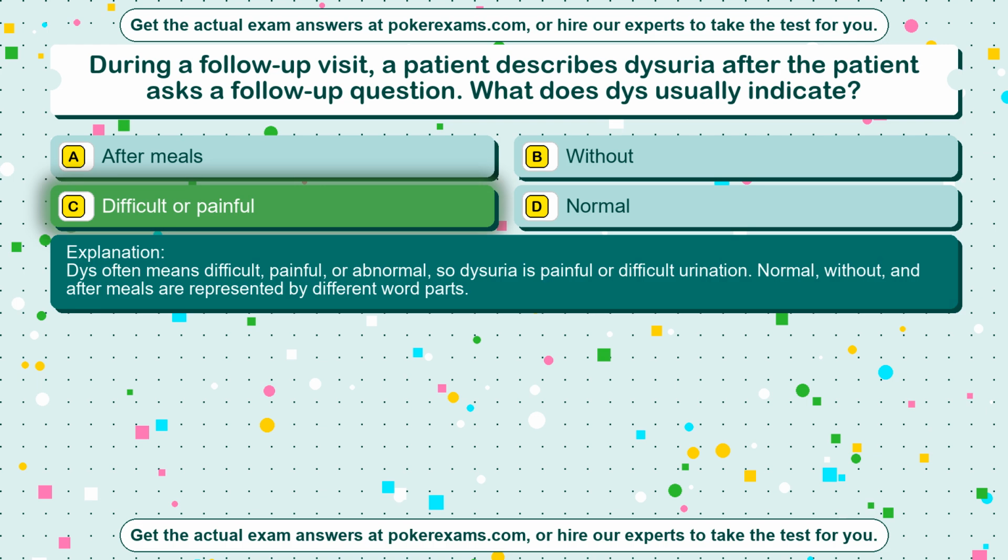Dys often means difficult, painful, or abnormal, so dysuria is painful or difficult urination. Normal, without, and after meals are represented by different word parts.